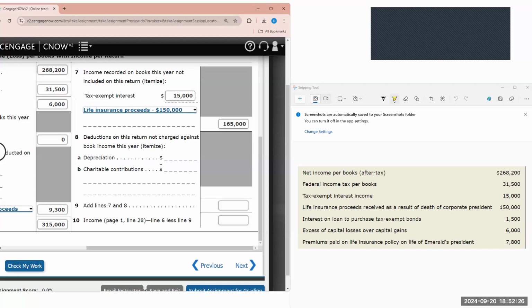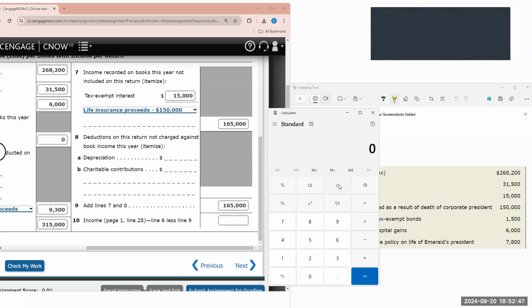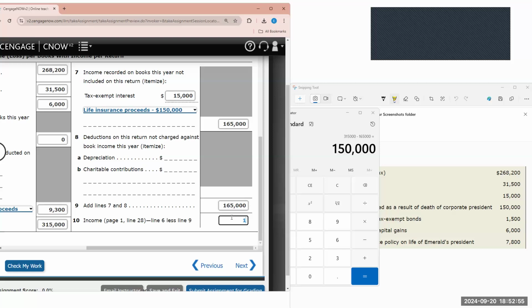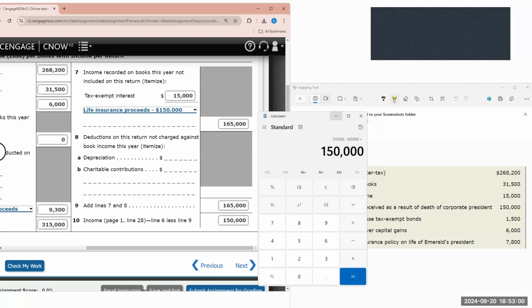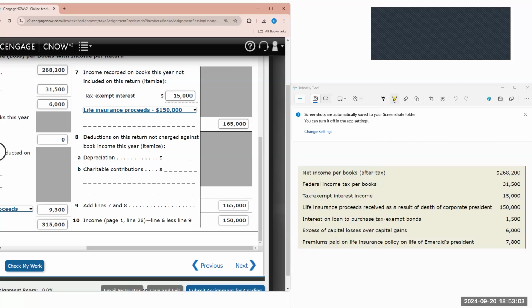And then we look at line 9, we add line 7, which is $165,000, and line 8, there's nothing to account for. So therefore, line 9 is $165,000. And now, in order for us to determine the income, we subtract line 6 less line 9. So we get our calculator, and it's $315,000 minus $165,000. So therefore, we were able to reconcile the difference between the book income and the tax income on the Schedule M-1.